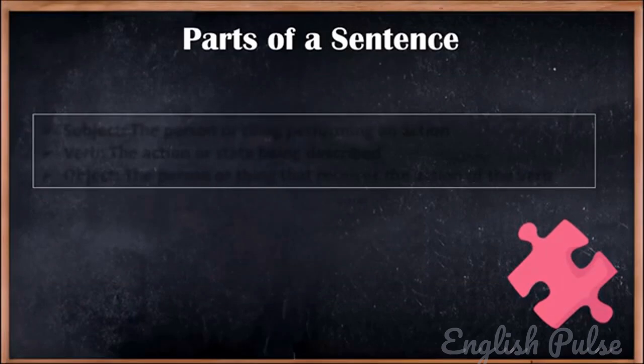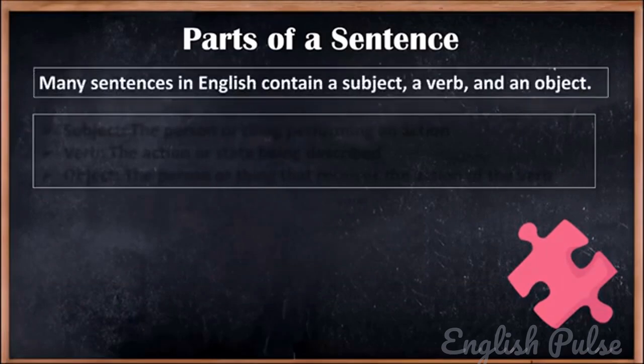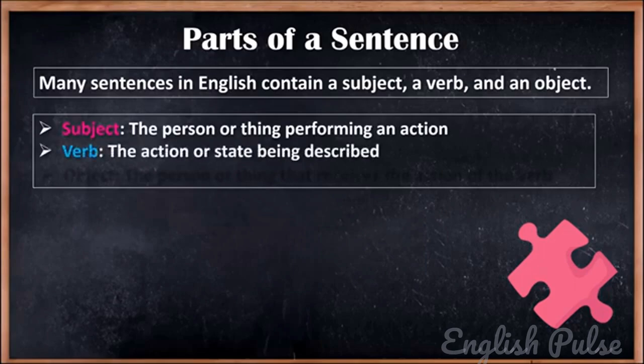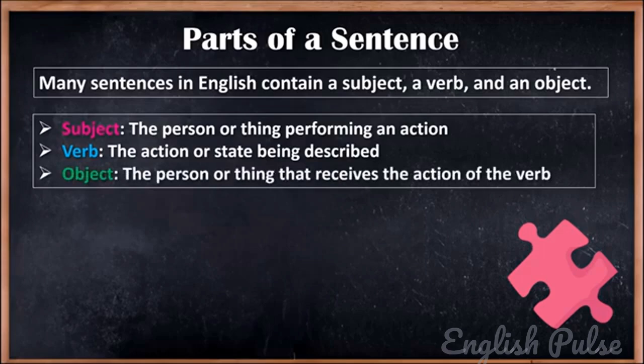First, let's talk about different parts of a sentence. Many sentences in English contain a subject, a verb, and an object. The subject is the person or thing performing an action. A verb is the action or state being described. And the object is the person or thing that receives the action of the verb.